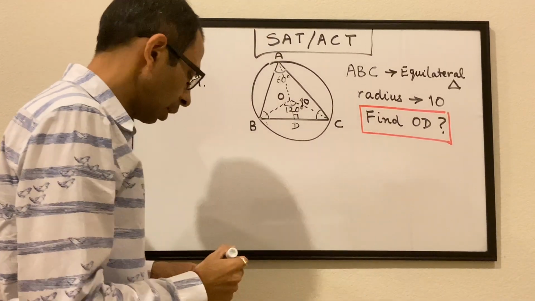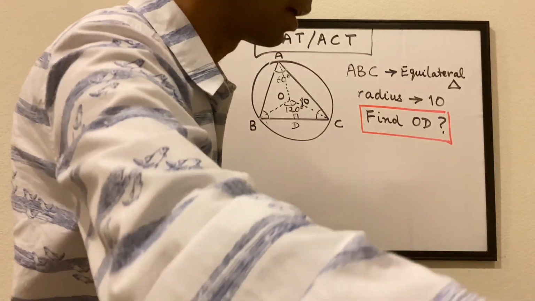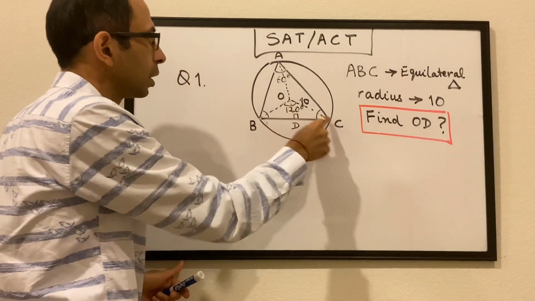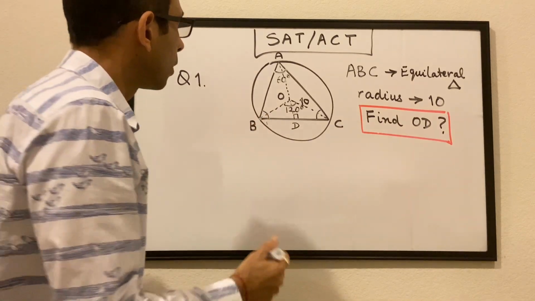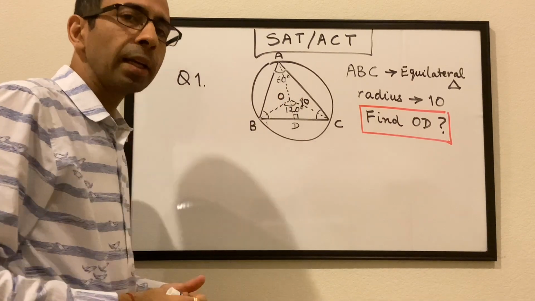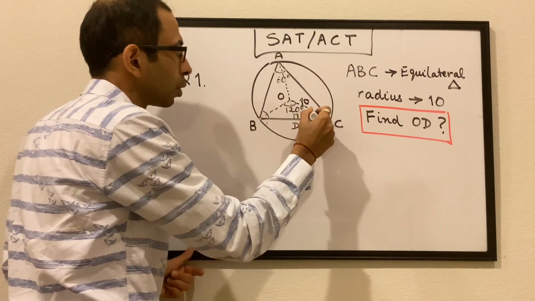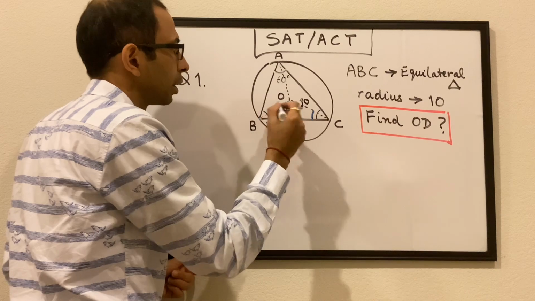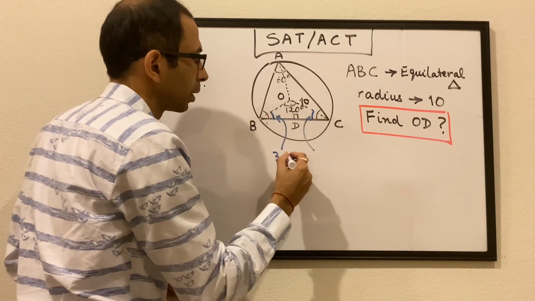Now triangle OBC is actually an isosceles triangle, because OC is equal to OB, which is equal to the radius, which is 10. In an isosceles triangle, the opposite angles are equal, and this is 120 degrees. So each of these angles will be 30 degrees.